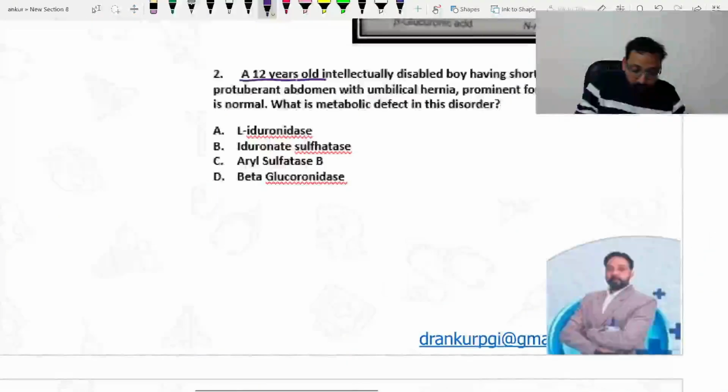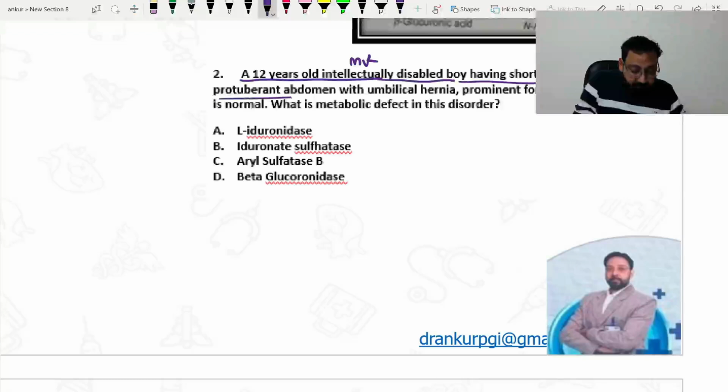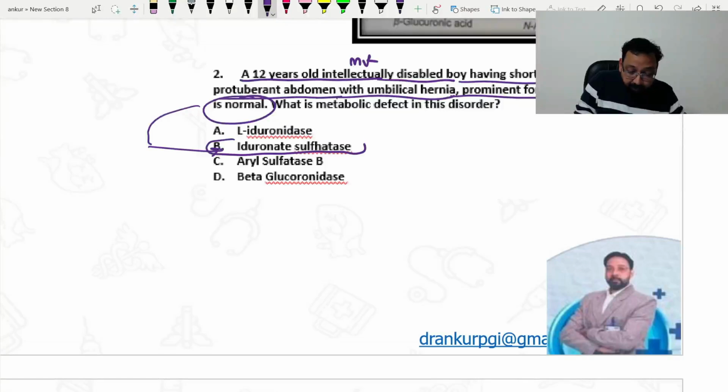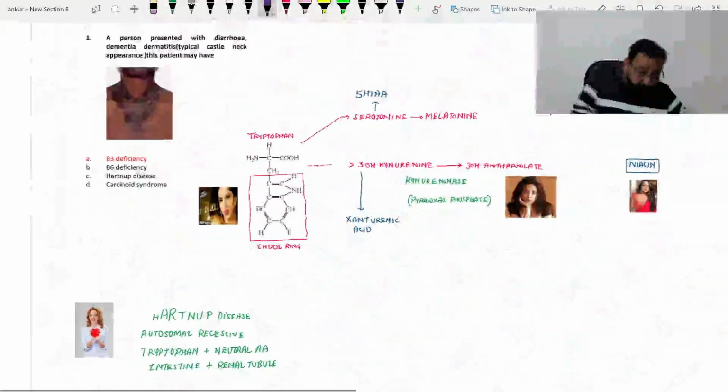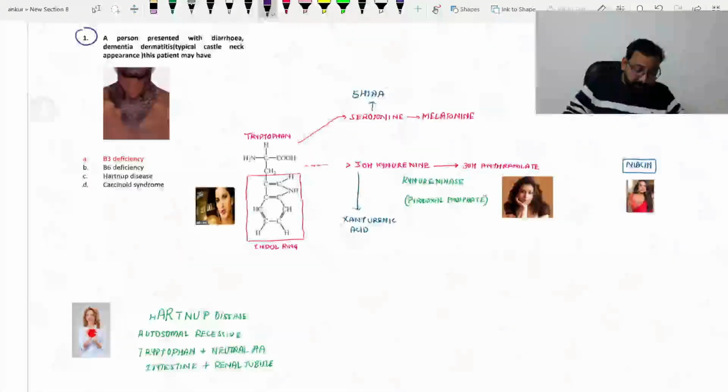A 12-year-old intellectually disabled child, MR is there. Short stature, protuberant abdomen, umbilical hernia, prominent forehead. His vision is normal. If vision is normal, it is Hunter's disease. Which enzyme is deficient? Iduronate sulfatase. Next is the same question again and again: tryptophan.